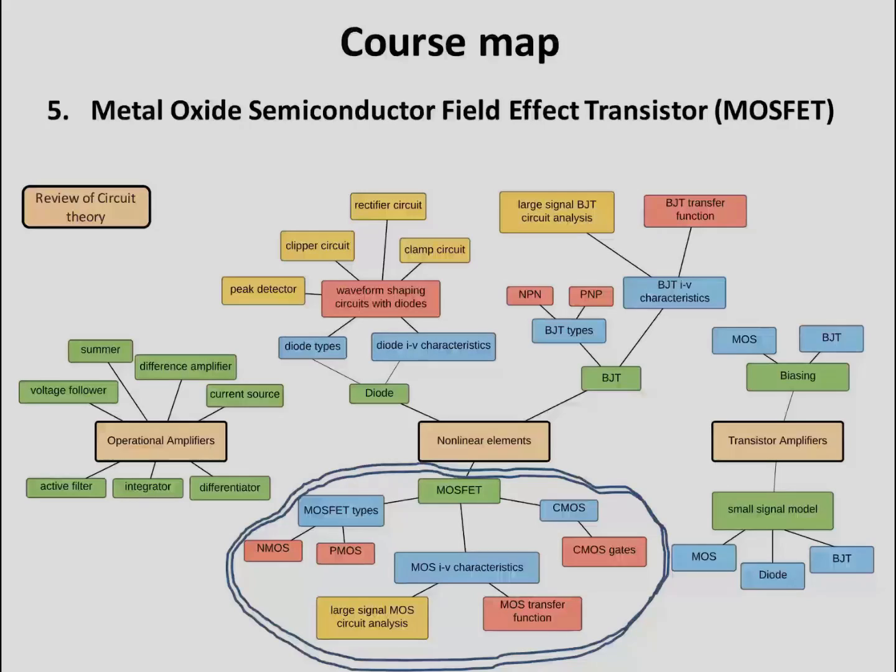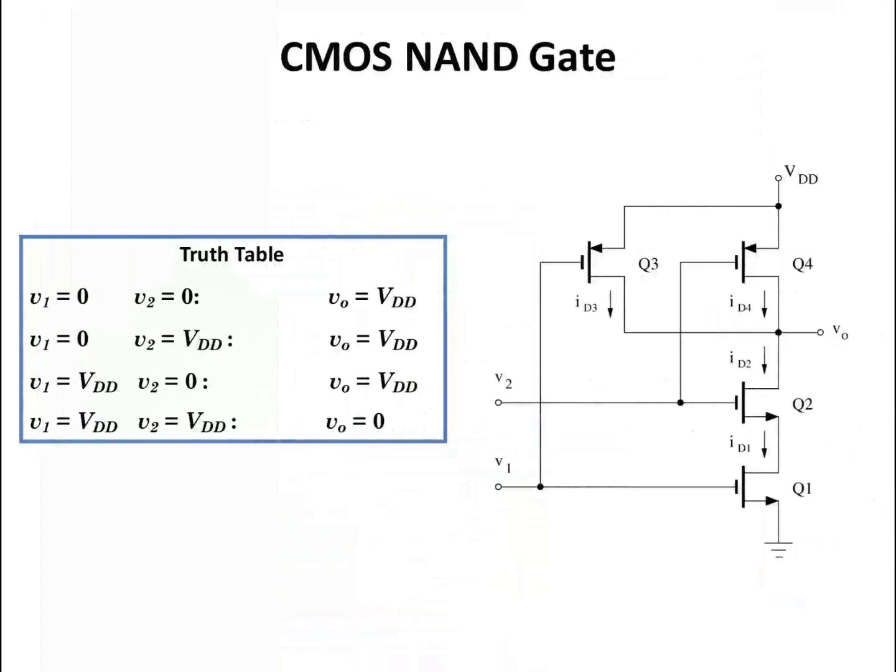Hello everyone, we are at the topic of MOSFETs and we are studying CMOS circuits, and today we are going to look at the NAND gate implementation using CMOS technology. So the NAND gate that we're going to look at today has two inputs, and the output is taken at this node, which is connected to the drain of Q4 and drain of Q2.